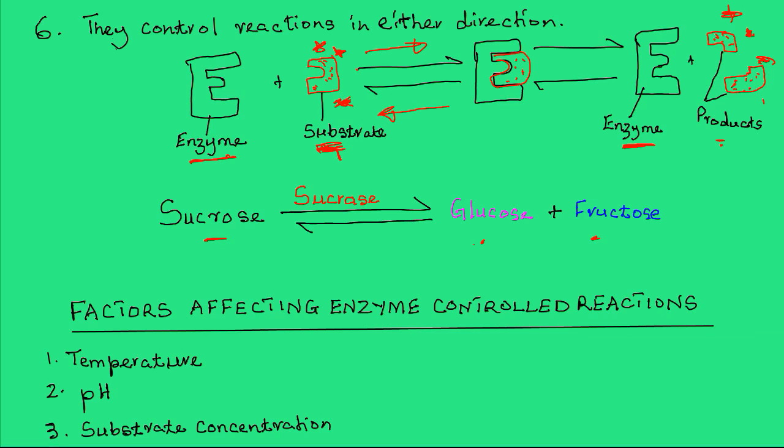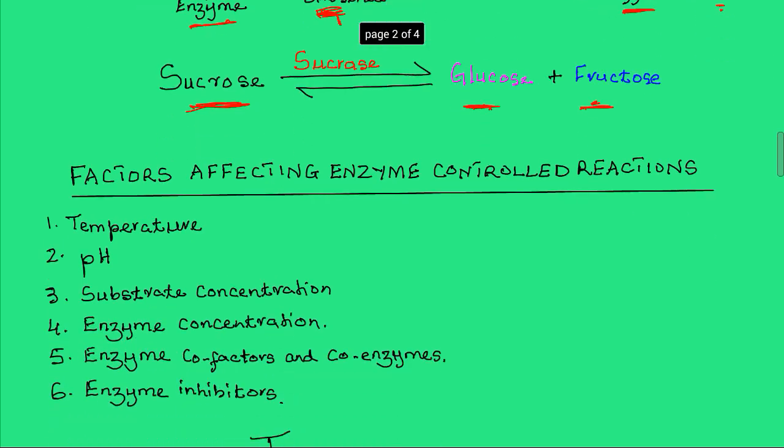But if we have a high concentration of glucose and fructose in the system, then the same sucrase will catalyze the condensation of glucose and fructose to form sucrose. So it all depends on the prevailing conditions, on which substances are at higher concentration. So those are the properties of enzymes, and these properties determine how they function and give them the ability to catalyze the reactions that they do control.